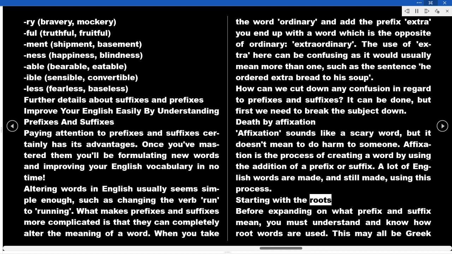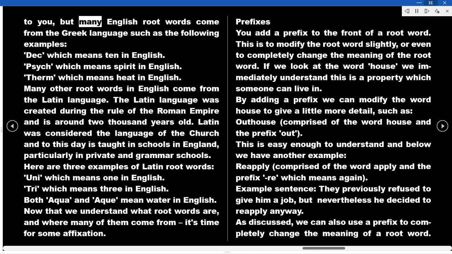Starting with the roots. Before expanding on what prefix and suffix mean, you must understand and know how root words are used. This may all be Greek to you, but many English root words come from the Greek language, such as the following examples. Deca, which means 10 in English. Psyche, which means spirit in English. Therm, which means heat in English. Many other root words in English come from the Latin language.